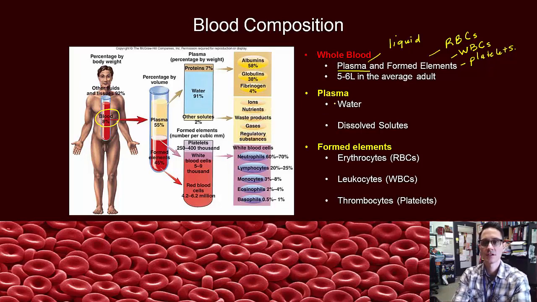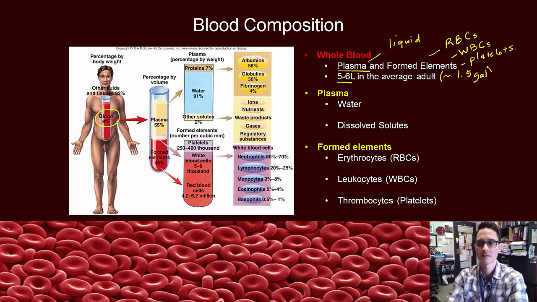How much blood is flowing through our vessels? Well, in the average adult, there's about 5 to 6 liters of blood. Now depending on your weight and your height and your gender, that may vary a little bit. But how much is 5 to 6 liters of blood? Well, I think most of you are familiar with gallons, so that is about 1.5 gallons. So we have about 1.5 gallons of blood flowing through our vessels.